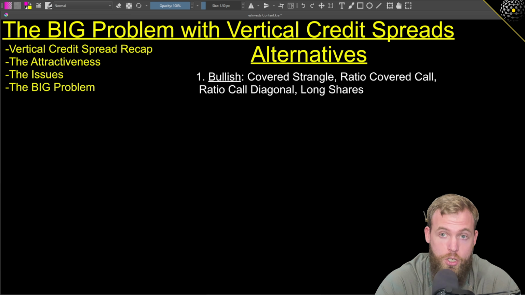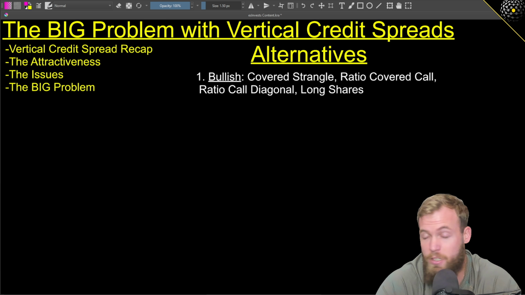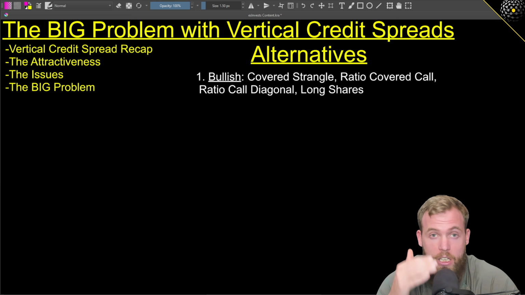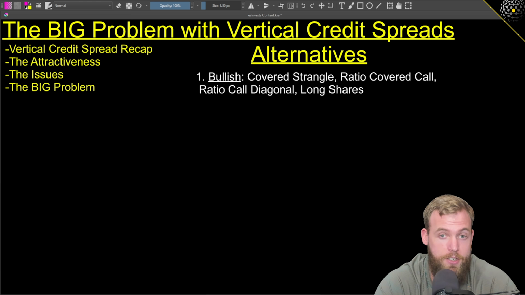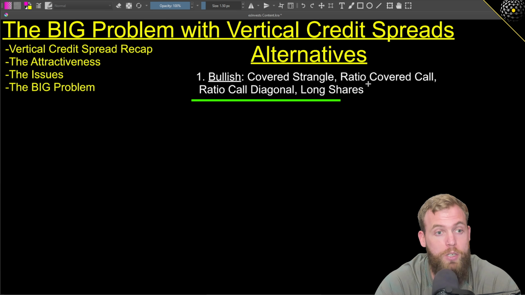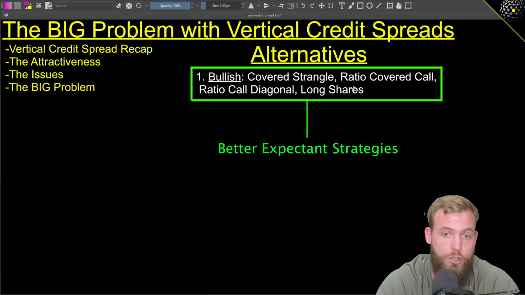Well, if you're bullish, this is what I would do. The covered strangle, ratio covered calls, ratio call diagonals, buying shares. You could even buy calls if you want. And I have videos that talk through literally all of these, which I will throw in the notes below for you. They all have their drawbacks. A lot of these are more expensive, so you're going to have to pick products very carefully. They're not as efficient. You're not going to have as great return on invested capital. However, you can create better expectancy strategies using these structures.